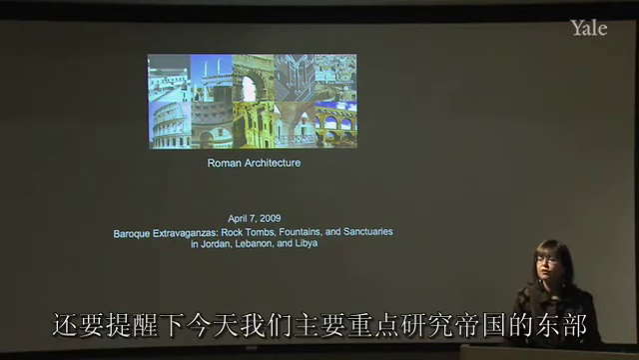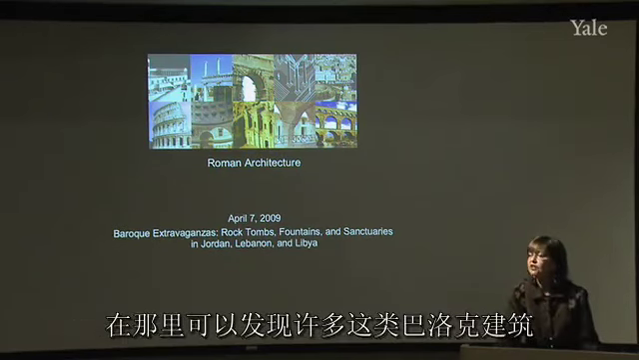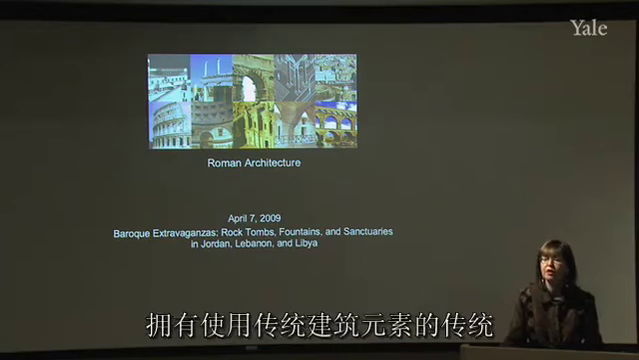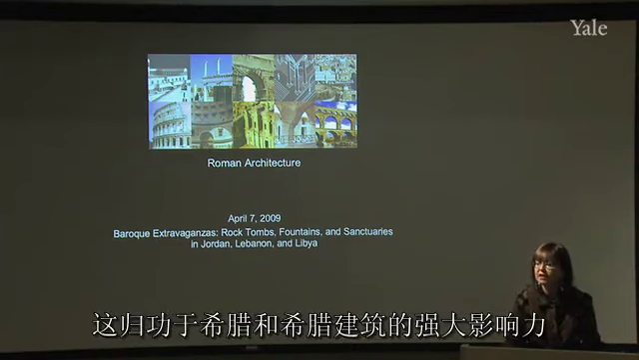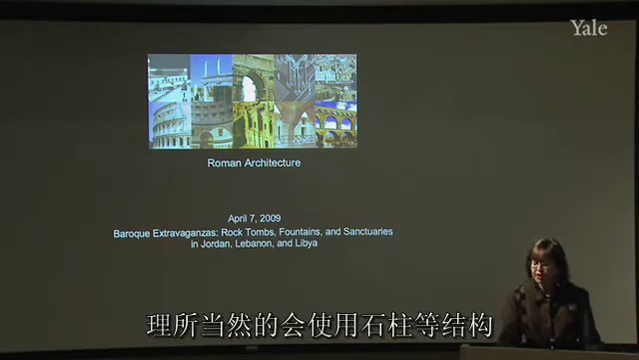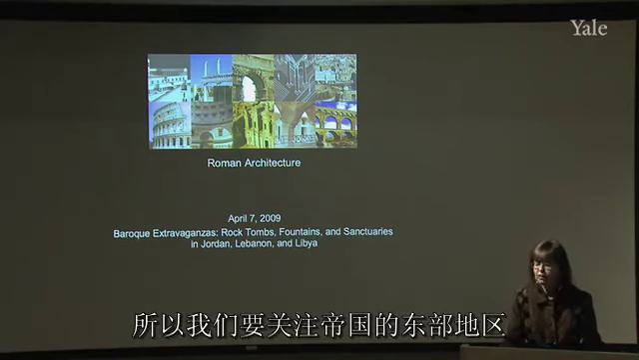I also want to mention that we'll focus primarily today on the eastern part of the empire, where we see a particularly large number of these Baroque buildings, in large part because there was a strong tradition in that part of the world of using that traditional vocabulary of architecture, because of the very strong impact of Greece and Greek architecture, and because of access to high quality marble from that part of the world, which of course is needed for columns and the like. So we'll focus on the eastern part of the empire.